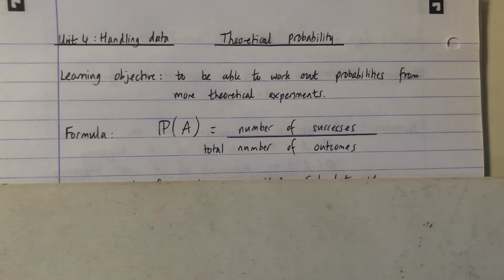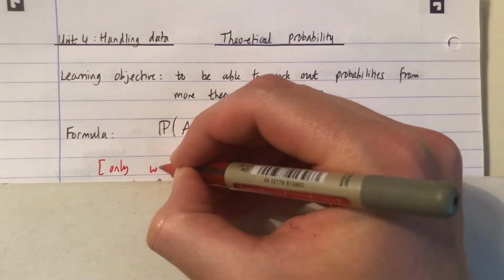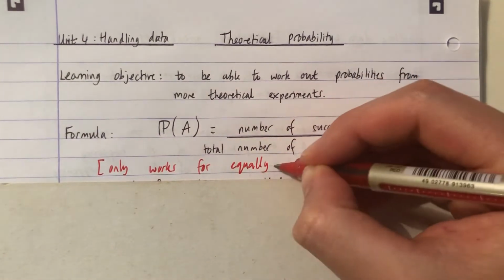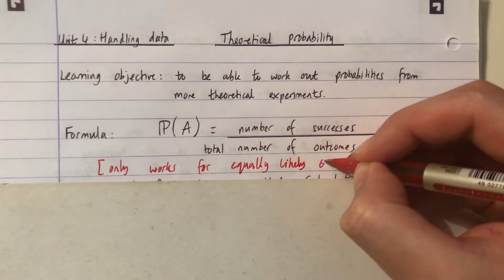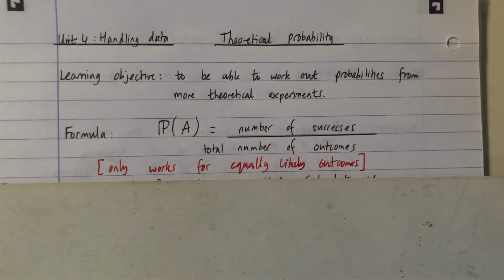fashion. Now I thought I'd mention this just in case, but for GCSE you don't have to worry about this, but this formula only works for something called equally likely outcomes. In other words, wherever the outcomes are, they've all got exactly the same chance of happening, because you could manufacture some probability questions where there are different outcomes, but they're not all equally likely.